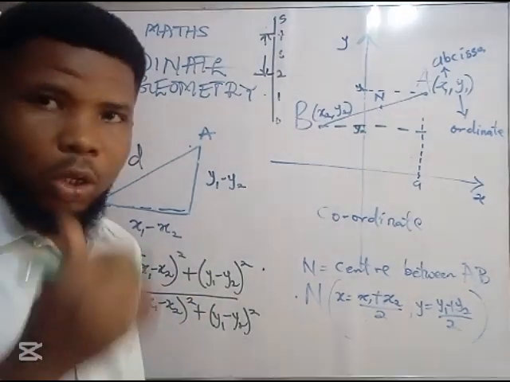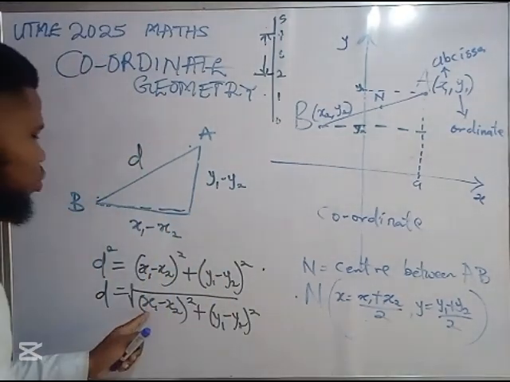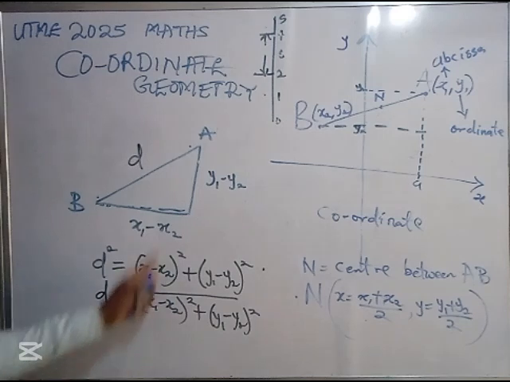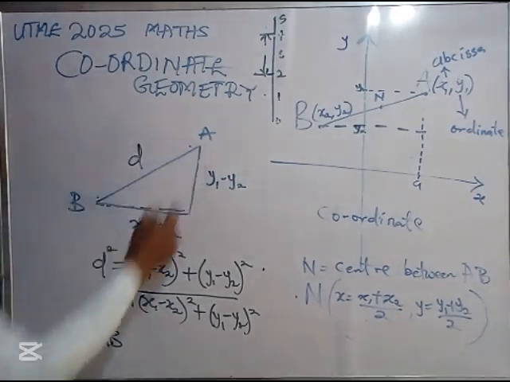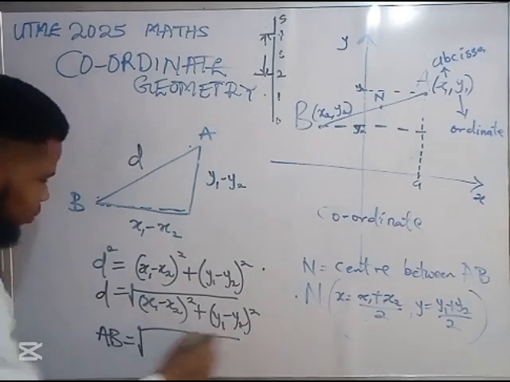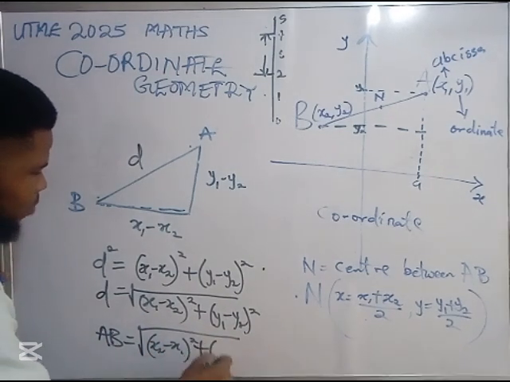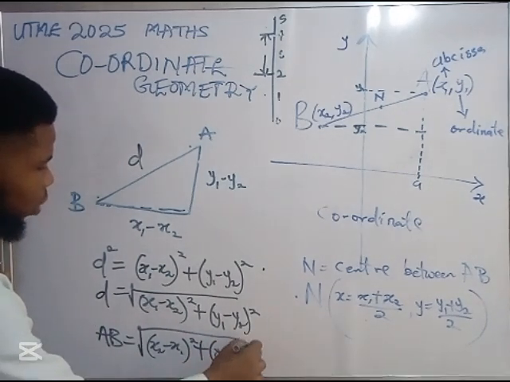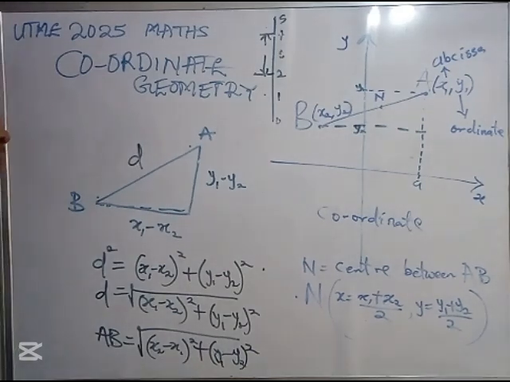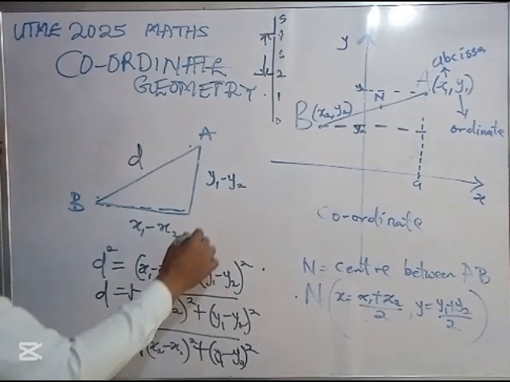Do you understand this? So that means that if I want to get the distance between 2 points, the distance between A and B, I'm supposed to have the square root of x2 minus x1 squared plus y1 minus y2 squared. The question is, Mr. Brain, you just showed us the formula. What does this formula mean? This is Pythagoras theorem.